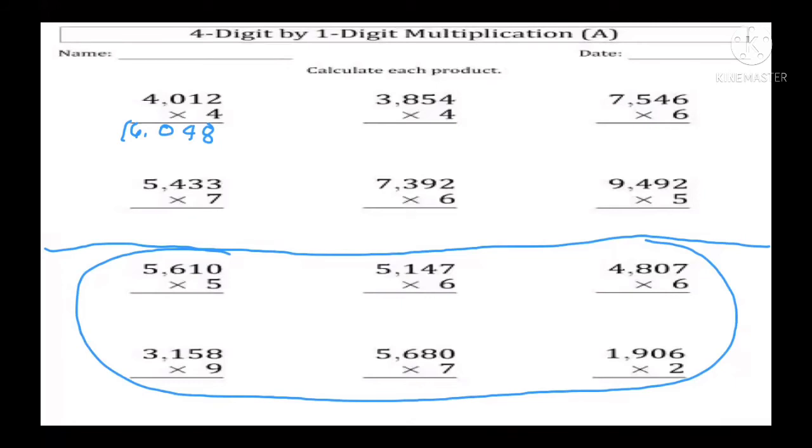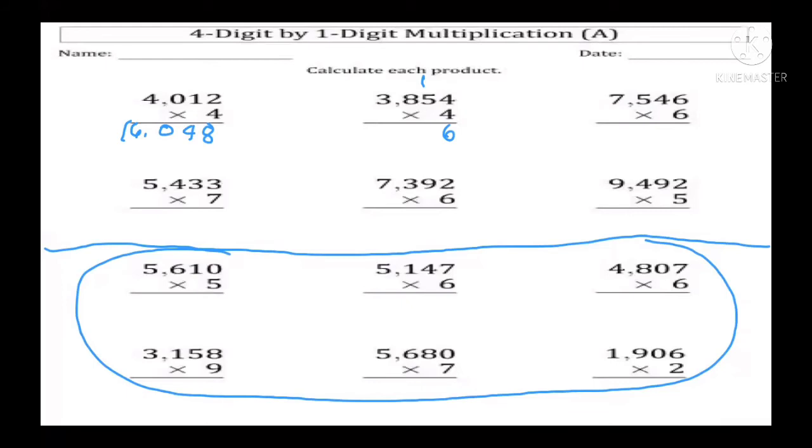16,048. Very good. Second one. 4 times 4. 4 times 4 is 16, correct? So 6 here and then 1 on the top of 5. Am I correct? Yes.